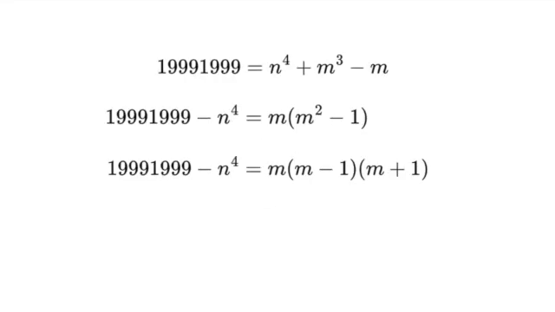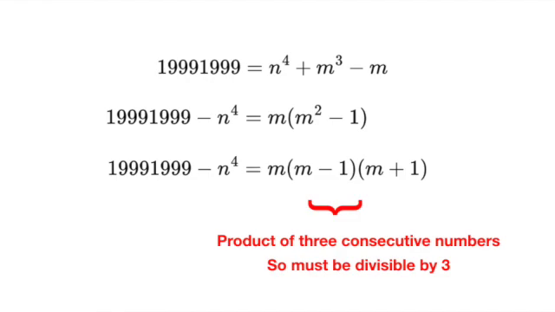Now we can go back to the question. It seems natural to factorize m cubed minus m, and doing so, we get the equation 1999 minus m power 4 equals m times m minus 1 times m plus 1. What does this all mean? It means that the right hand side of an equation is a product of three consecutive integers, and as we know, there must be a number which is divisible by 3 among these three of them.